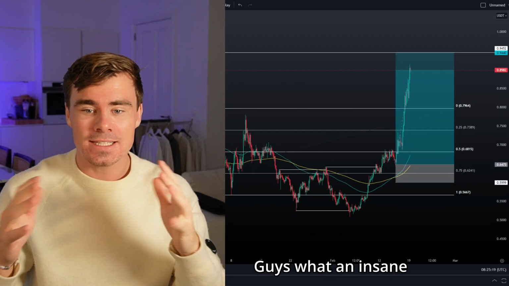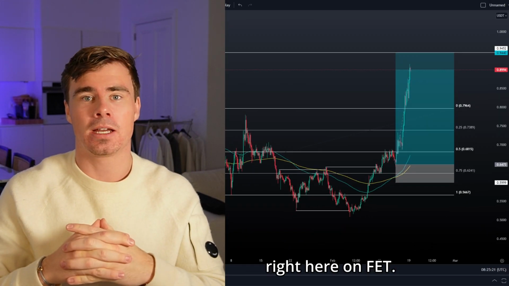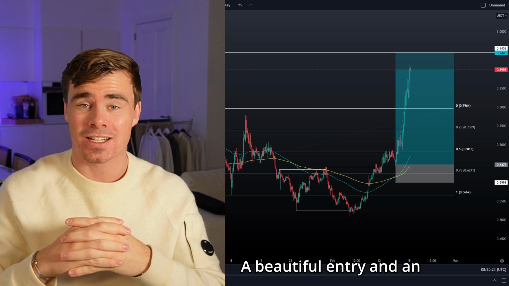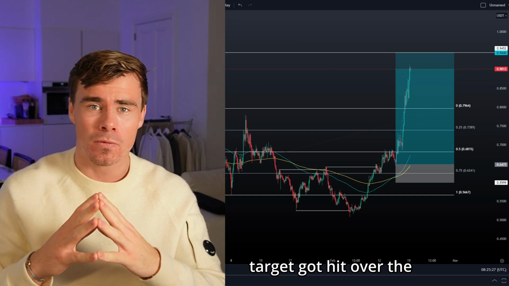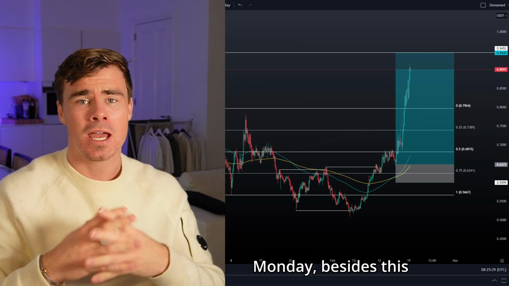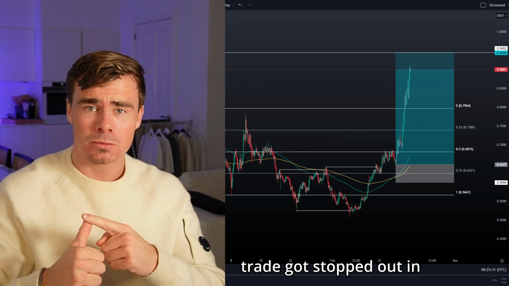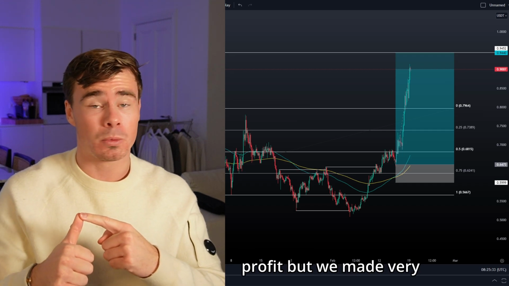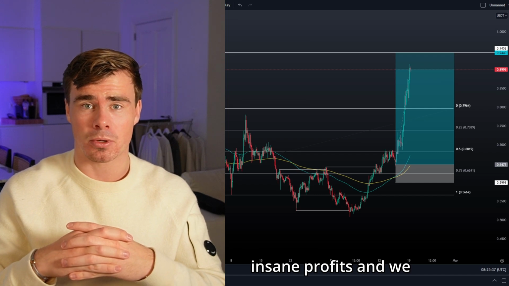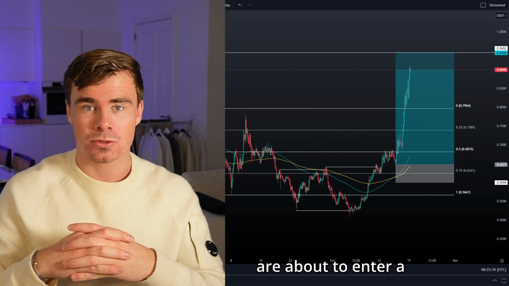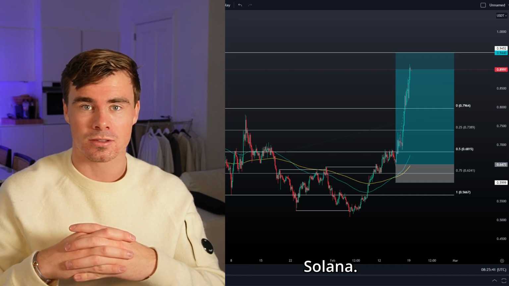Guys, what an insane trade are we looking at right here on FED. A beautiful entry and an insane pump afterwards. Our first day profit target got hit over the weekend. Right now it's Monday. Besides this FED trade, our Phantom trade got stopped out in profit, but we made very nice profits on that one. FED is currently running in insane profits, and we are about to enter a brand new trade on Solana.